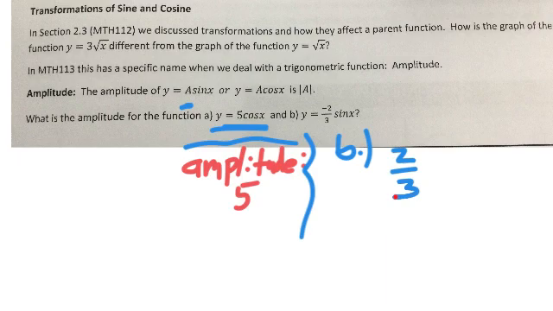So what do you think this 2/3 is going to do? When we multiply by 2, 3, and 4, we're stretching the graph. When I multiply by a fraction, a number less than 1, I'm going to compress the graph. I'm going to make the amplitude smaller.